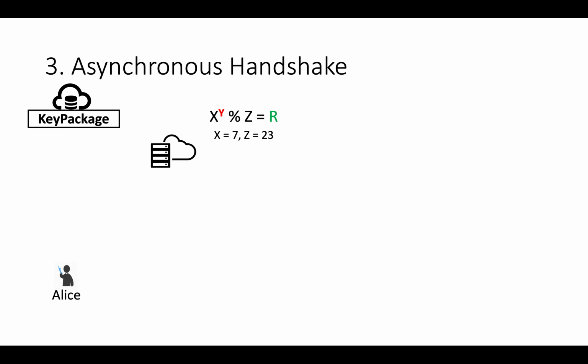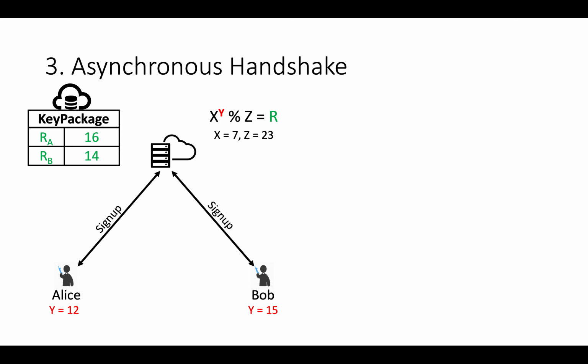We have one user, Alice, who wants to sign up with our service. Alice generates a random secret, calculates public info, and signs up with the server. Here you can see public info is stored in the DB. We have another user, Bob, who generates a random secret, calculates public info, and signs up with the server. Again, public info is stored in the DB.